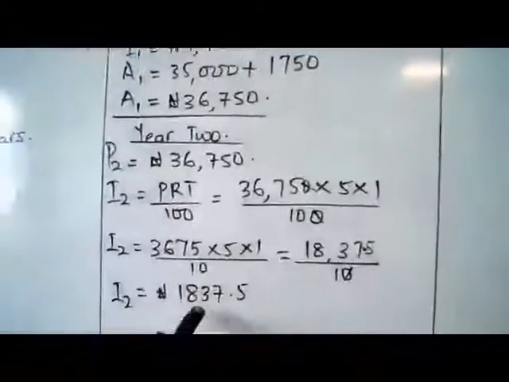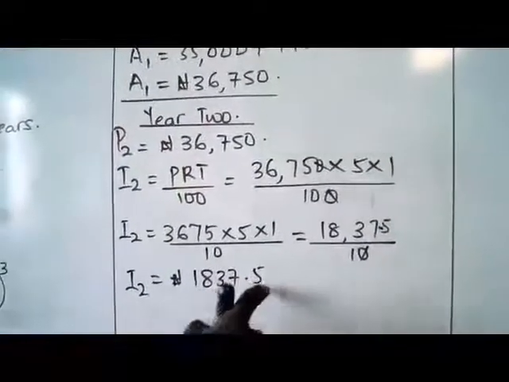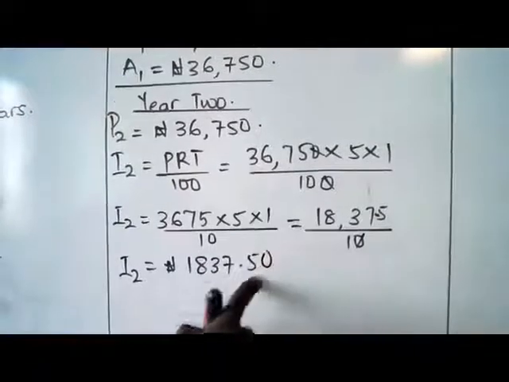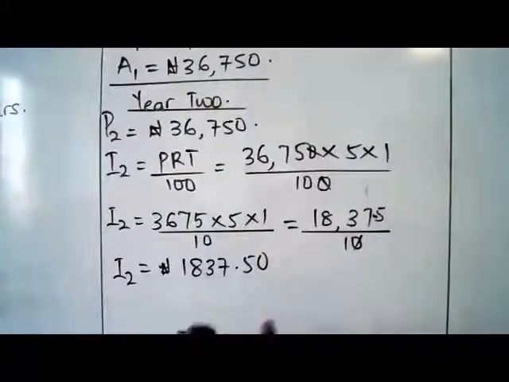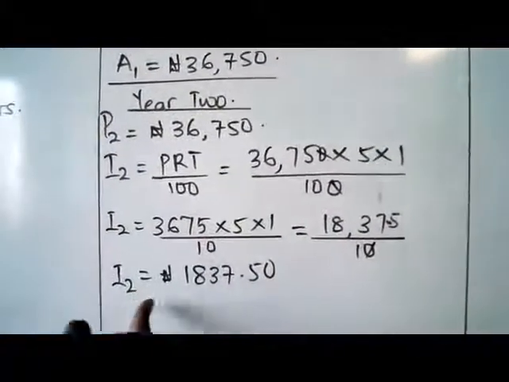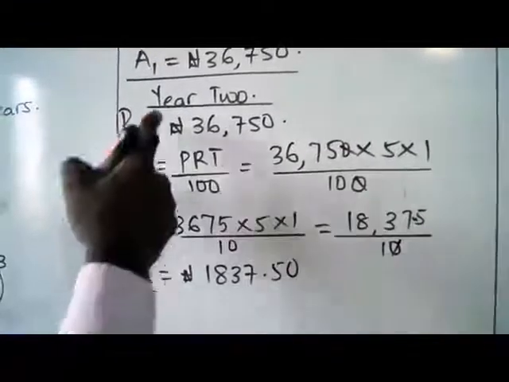So this is 1,837 naira 50 kobo. You can add a 0 here to complete the 2 digits, right? So at this point, I need to find the amount that I'm having at the end of year 2.